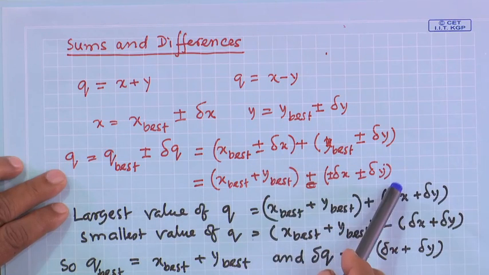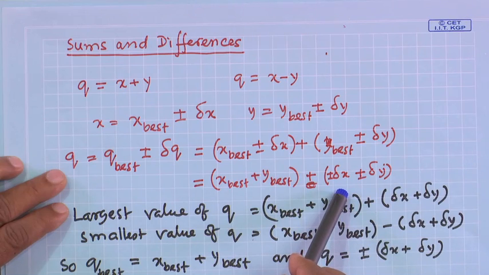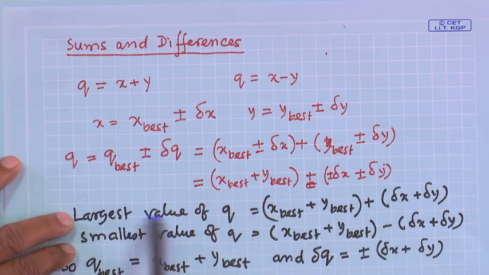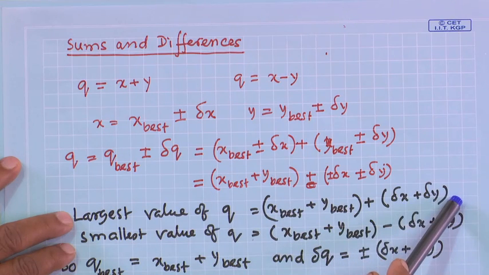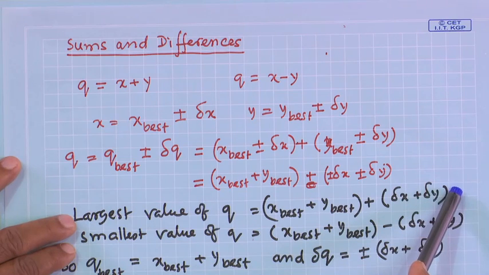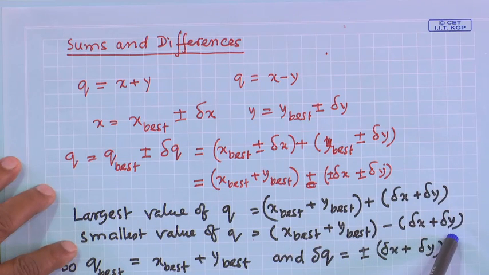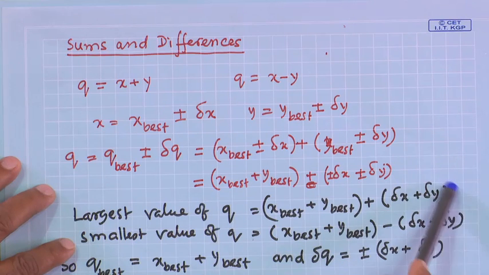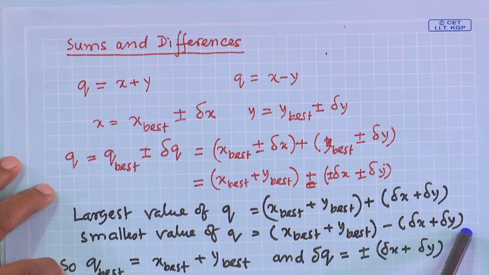So, among these 4, what will be the largest value of q? Obviously, x best plus y best plus delta x plus delta y, and the smallest value of q will be x best plus y best minus delta x minus delta y. So, this is the largest value of q and this is the smallest value of q, and that depends on this part.